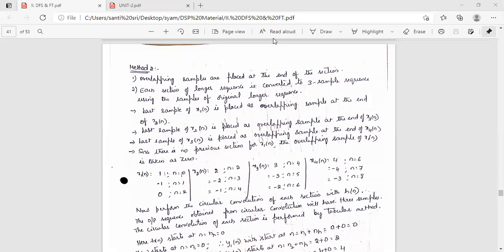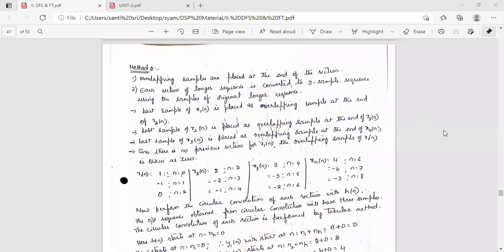In the last classes, we discussed linear convolution using two methods. What are those two methods? Overlap save method and overlap add method.